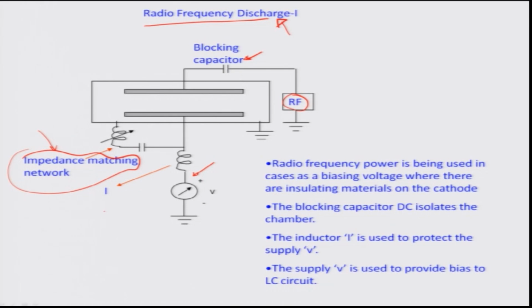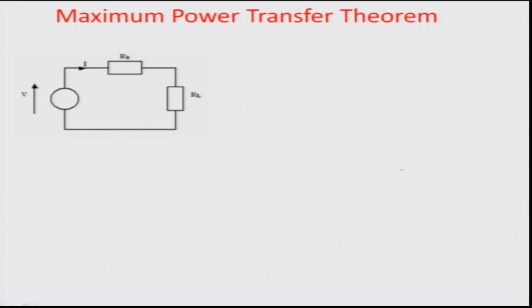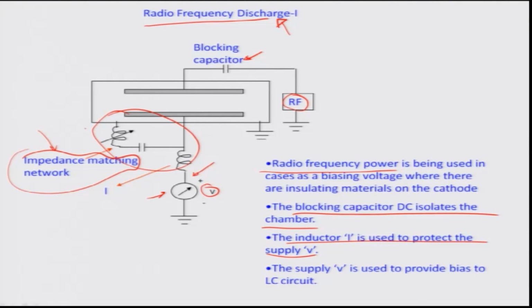So, the way that this system works is that the blocking capacitor DC isolates the chamber, the inductor is used to protect the supply V, which would be used later on for the purpose of giving a bias to the LC circuit, as suggested here in this particular drawing, and using basically a radio frequency power to actuate the plasma process in this particular chamber. So, let us look at why it is needed to balance the resistance of the source, so that there would be maximum power transfer between the source and the electrode.